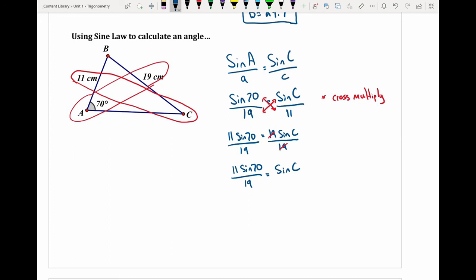So what we have to do here is similar to what we have to do anytime we have to calculate an angle using the inverse. You may remember this from when we did it in right angle trig, the same idea here. If I want to get rid of this sine or move it over, it becomes the inverse, sine to the power of negative 1. And it's going to be everything that's on the other side: 11 times sine 70 divided by 19, with C left on the other side.